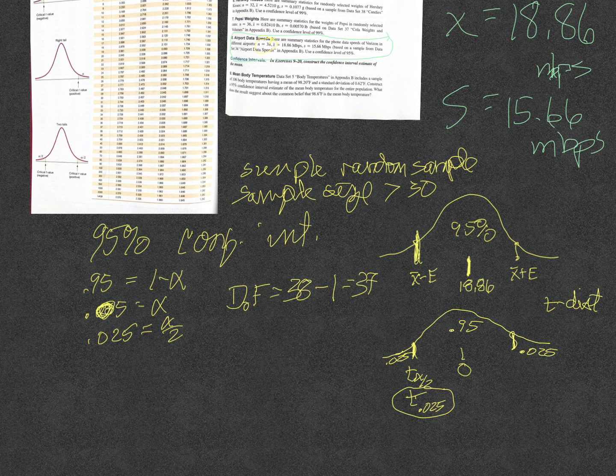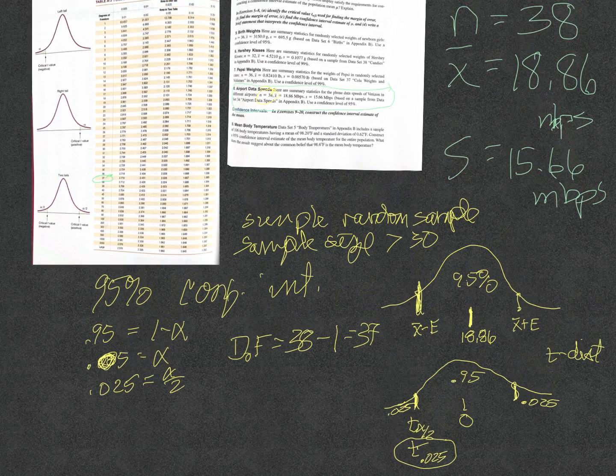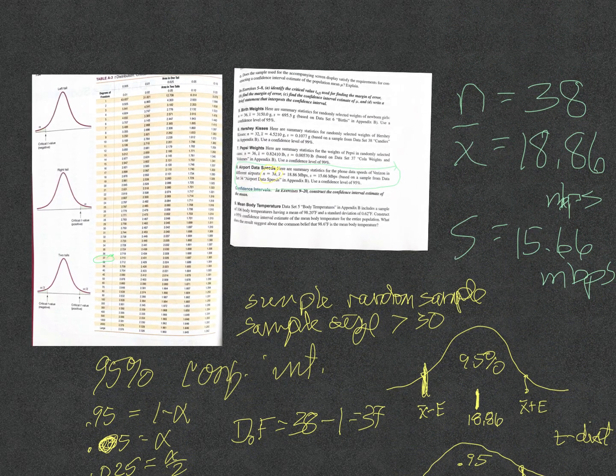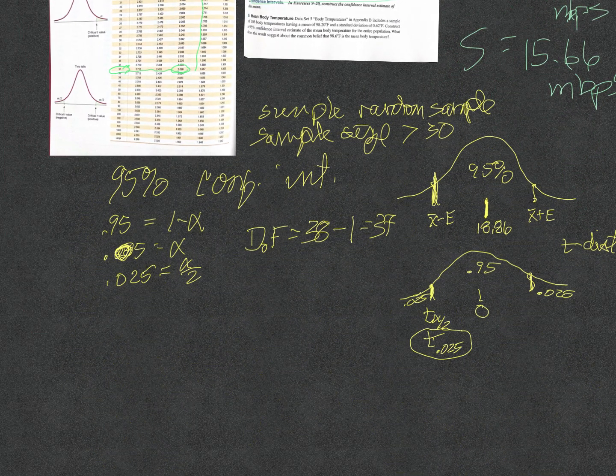So we're going to look at the table at row 37, and we're going to look at the area in one tail being 0.025. Where those two intersect is right there at 2.026. Okay? So this t value is negative 2.026 since it's below 0, and a positive 2.026.